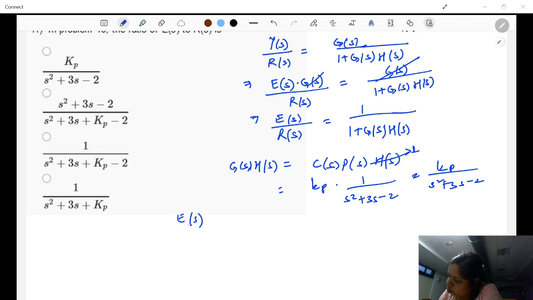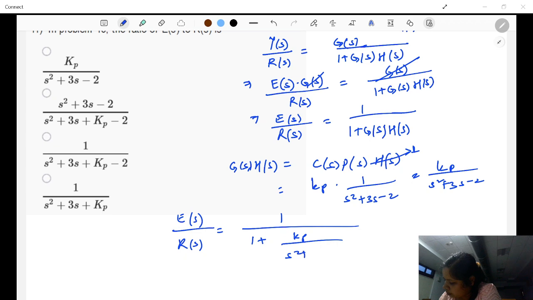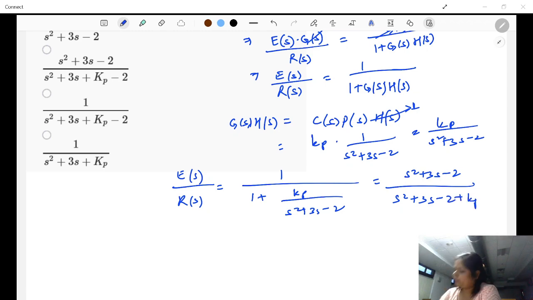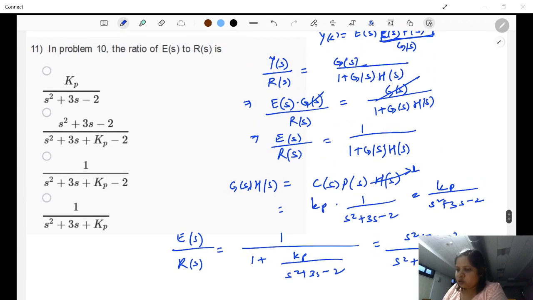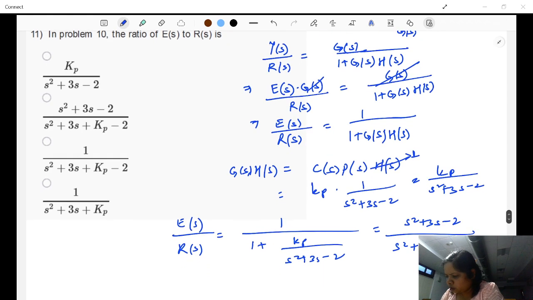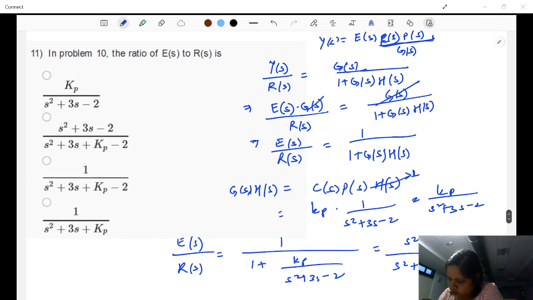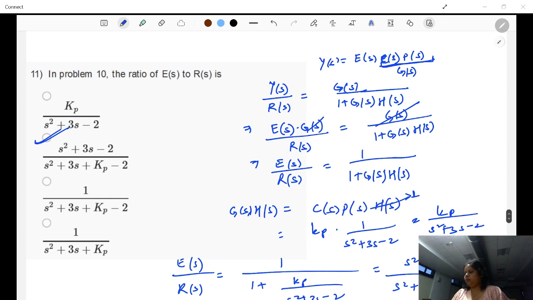When you try to find out what is E(s) upon R(s), you would get 1 plus this whole Kp upon s square plus 3s minus 2. So you'll get it to be equal to s square plus 3s minus 2 upon s square plus 3s minus 2 plus Kp. Alright. So which option matches? I think the second option is correct. Second option is your answer when you wanted to find out E(s) upon R(s).